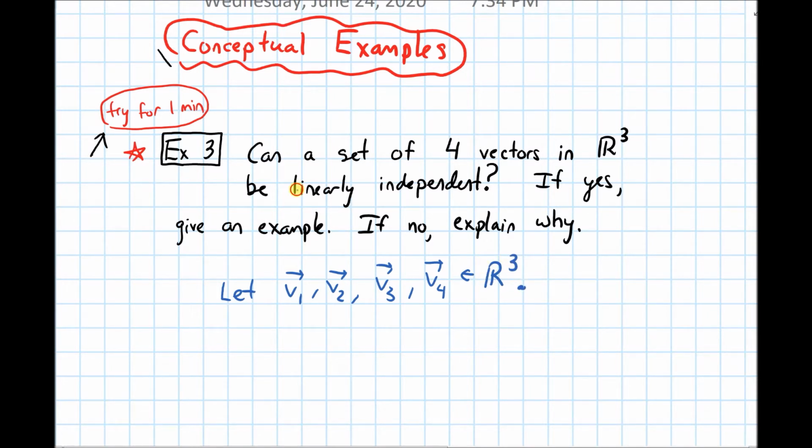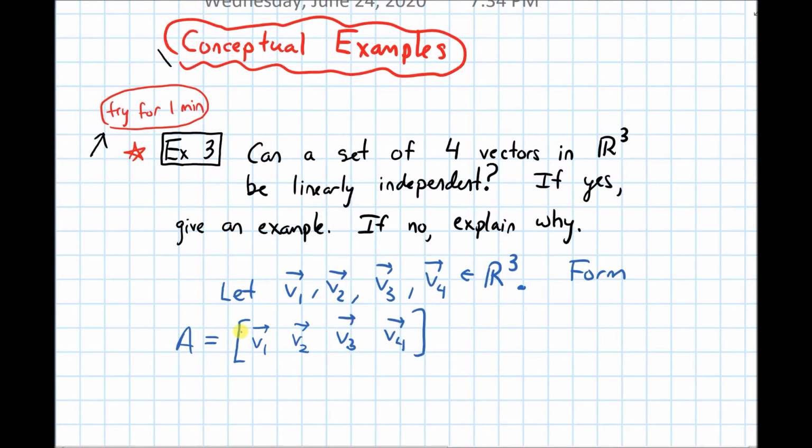So we know from our previous videos that the way we check for linear independence is we put the vectors into a matrix as columns, and we look to see if there's a pivot in each column. So let's form a matrix that has these vectors as columns. I'll call it A. So A has column vectors v1, v2, v3, and v4.